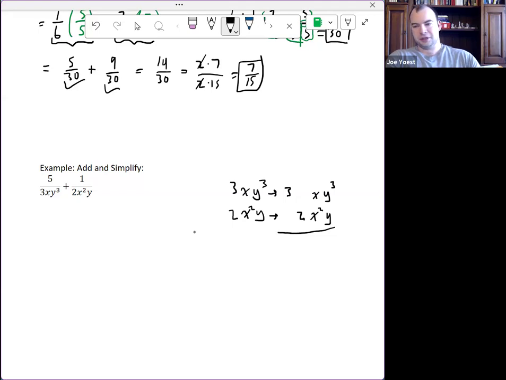So I'm going to come down each of these columns. I need a 3 building block. I need a 2 building block. For the x building blocks, I need to have 2 of them so that I can build either of the denominators. And for the y building blocks, I need to have 3. So I'm taking the highest power from each column. This is 6x squared y cubed. This is my LCD.